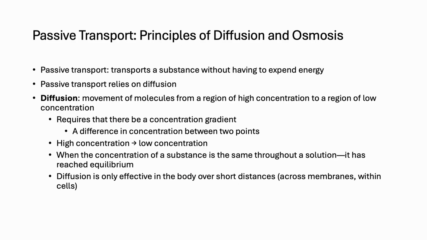Passive transport moves substances across the membrane without energy expenditure. The most basic form is diffusion, the movement of molecules from an area of high concentration to low concentration, down the concentration gradient. For example, oxygen diffuses into the cell where it is at lower concentration, while carbon dioxide diffuses out. When concentration equalizes, equilibrium is reached. However, diffusion is only effective over short distances, which is why cells remain small.